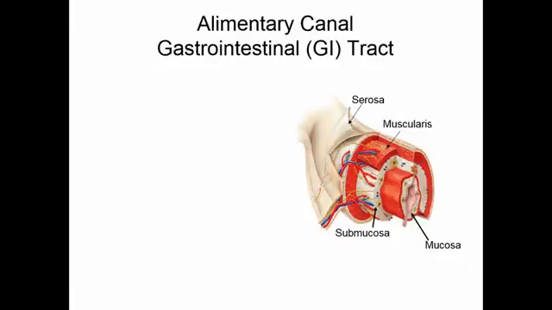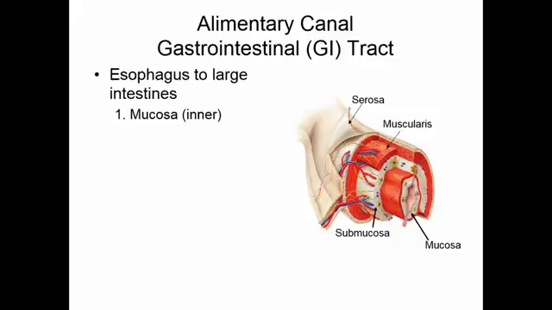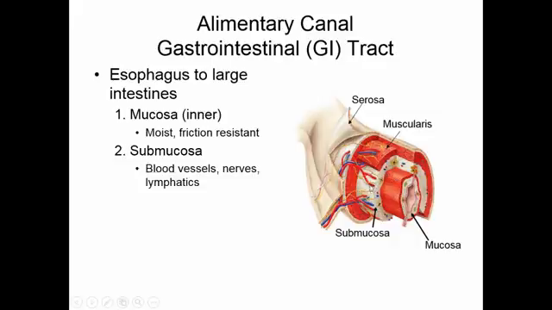The construction of the alimentary canal or the GI tract is pretty much the same from esophagus to large intestine. There is an inner lining that is known as the mucosa. This is a moist lining. It secretes mucus, and the mucus helps things slide through with less friction. The submucosa is where the glands are located. Blood vessels, nerves, and the lymphatics are in this area.